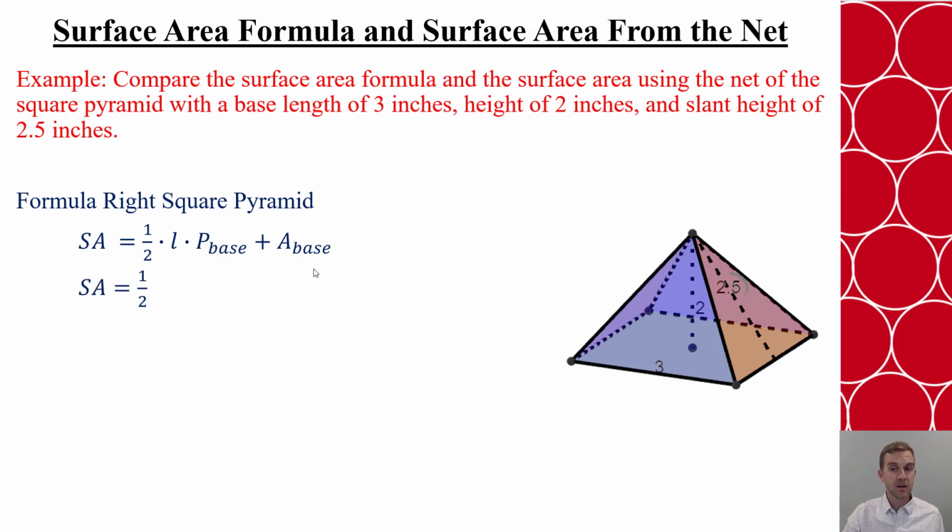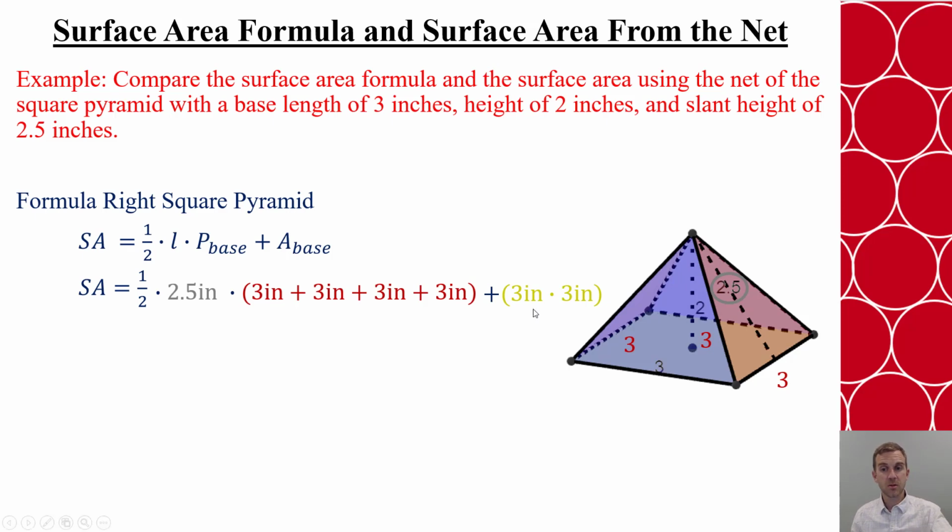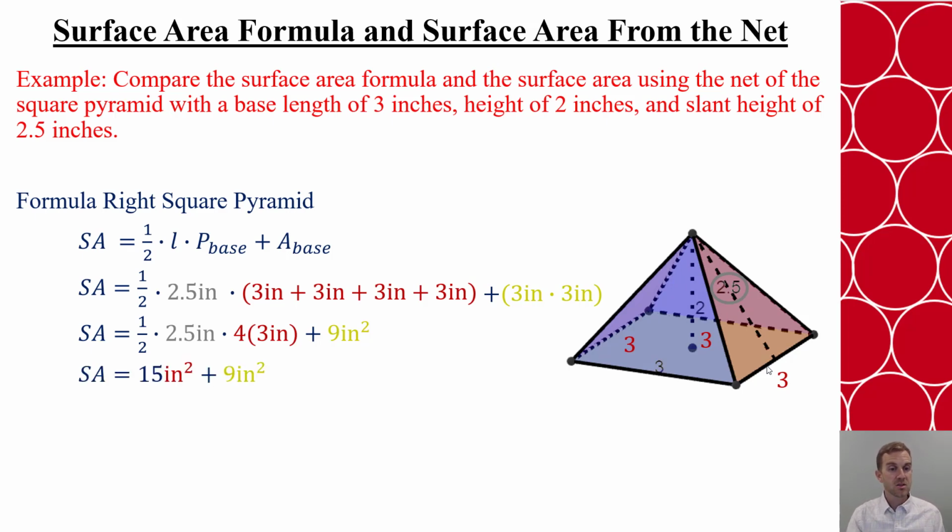So that'd be 1/2, the slant height, 2.5. The perimeter, we'd want to label all 4 sides of that square base. So that's 3 plus 3 plus 3 plus 3, that's the perimeter. And then the area would be 3 times 3 because it's the length times the width to find the area of a rectangle. So if I simplify that, that becomes 4 times 3 inches because there's 4 of those. And then 3 times 3 gives me 9 square inches. So I'm looking at 15 square inches plus 9 square inches, which will give me 24 total square inches for the surface area of my pyramid.